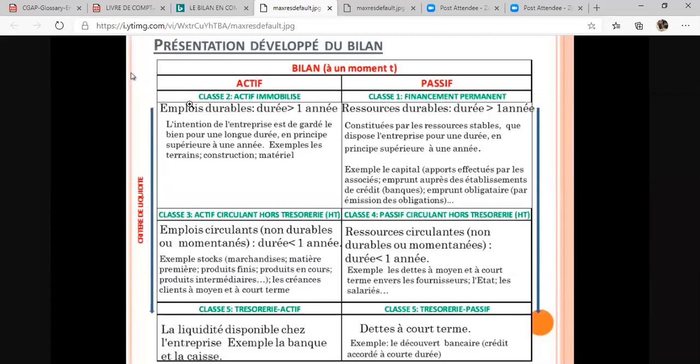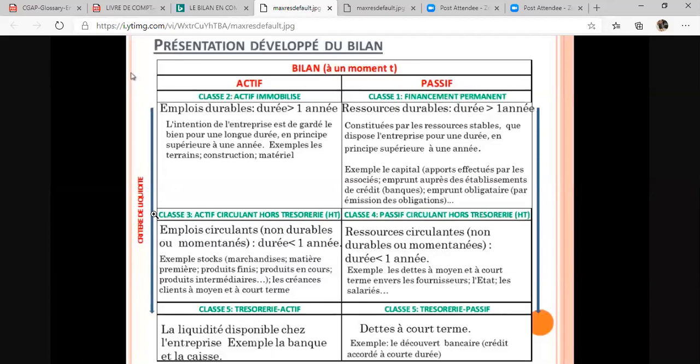I think I'll send you an example of how it's really going to be shown. So it reads from the top: l'intention de l'entreprise est de garder les biens pour une longue durée. Just like I said, the intention of having the active immobilisé is to keep them in a business for a long period of time. So I hope that's clear for class 2.